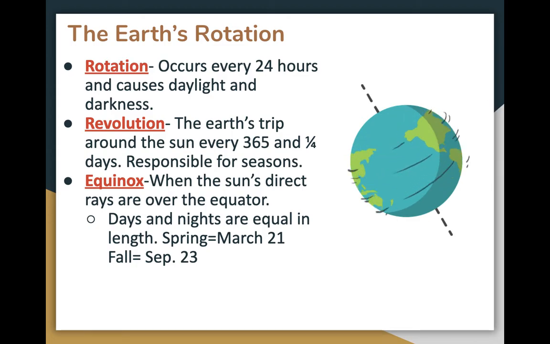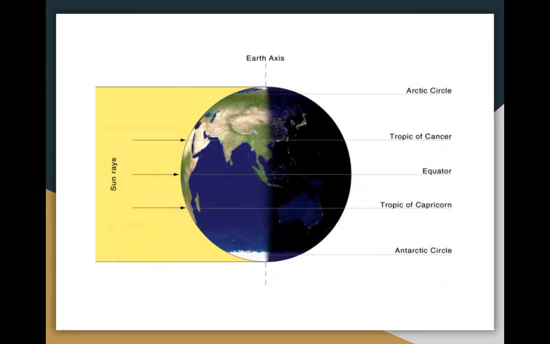And then the equinox, like I said, is when the sun's direct rays are over the equator, so when the axis is fully up and down. In the spring, that's March 21st. In the fall, it's September 23rd. I got the date wrong earlier. So September 23rd. That's the next one coming up.